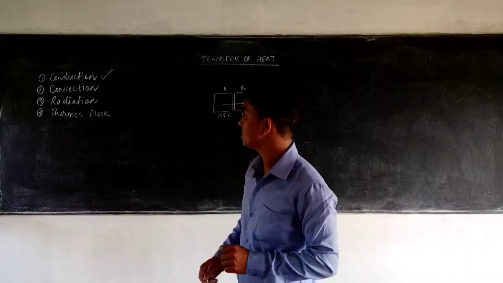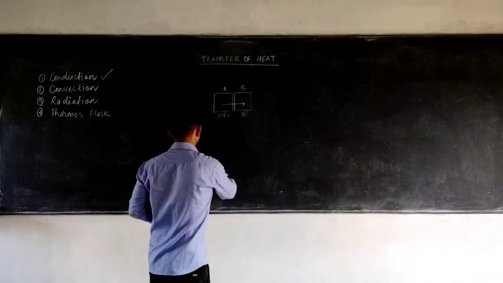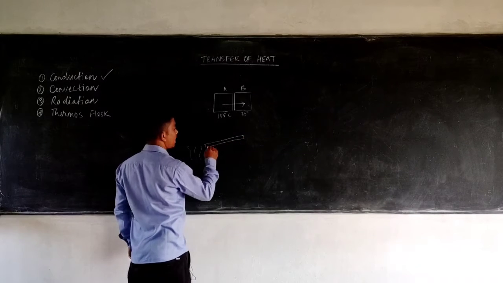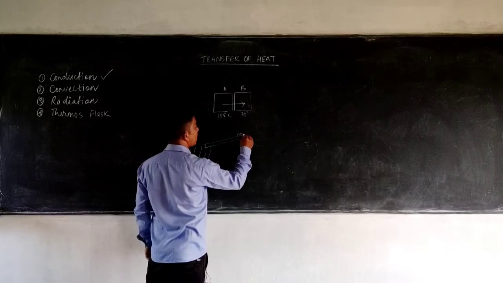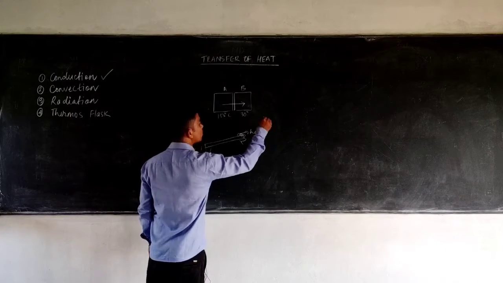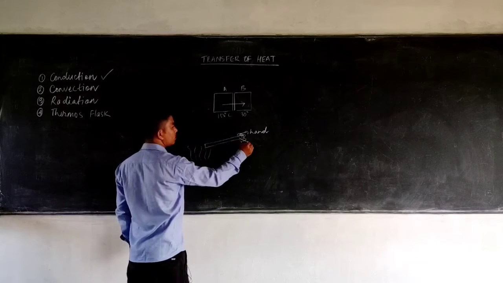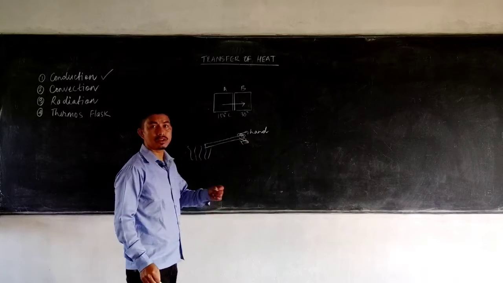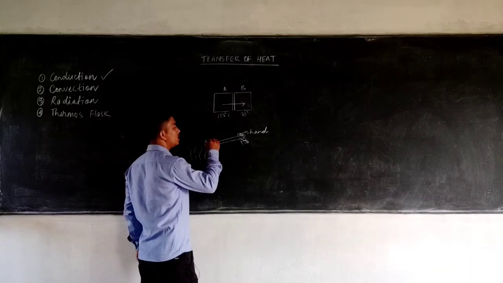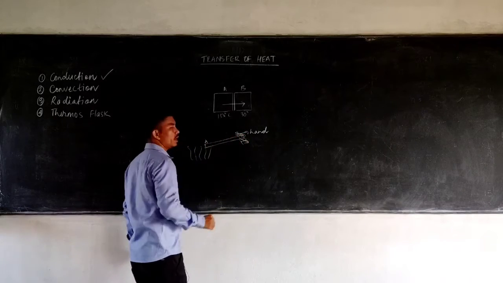In that process, if you have a fire and you put an iron rod in the fire and hold the other end with your hand, slowly you will feel that the other end which you have held also starts getting hotter. It is because the heat from end A is getting transferred to end B.